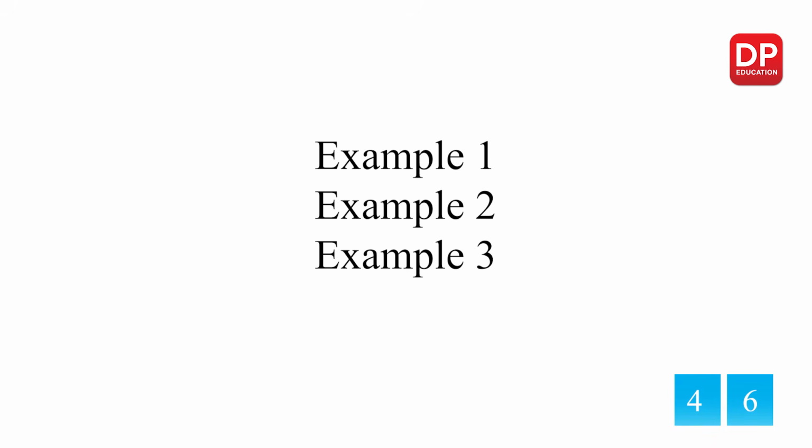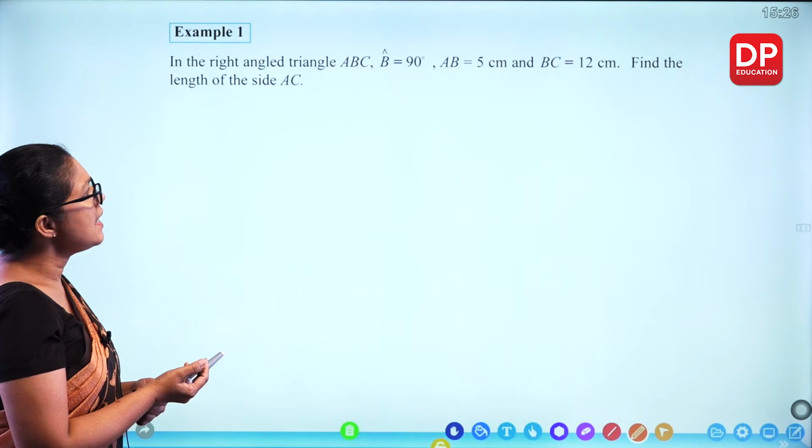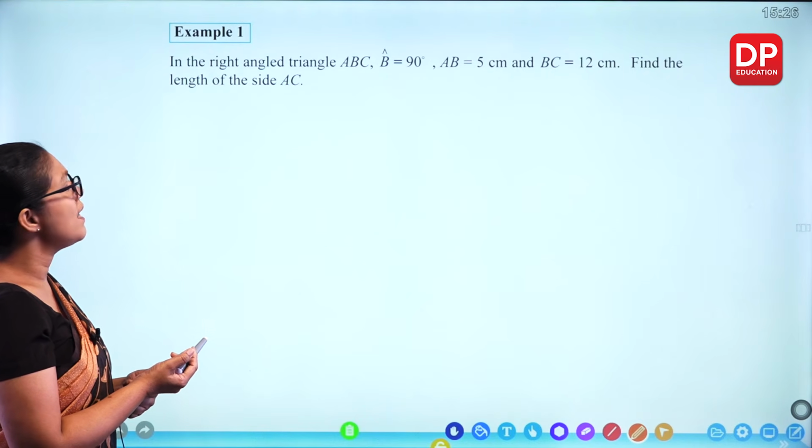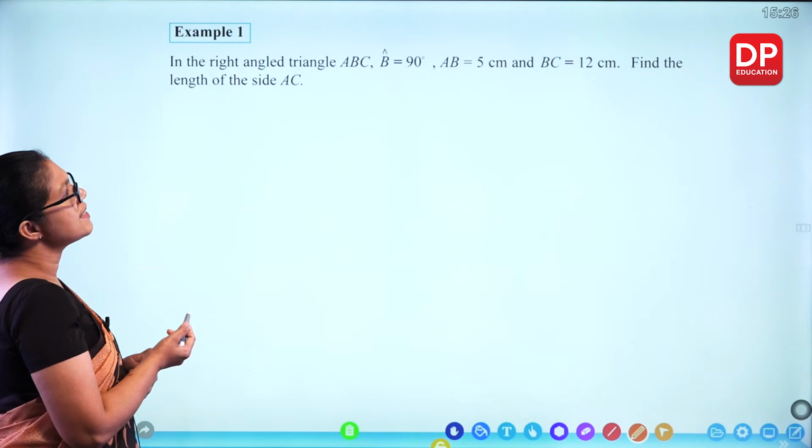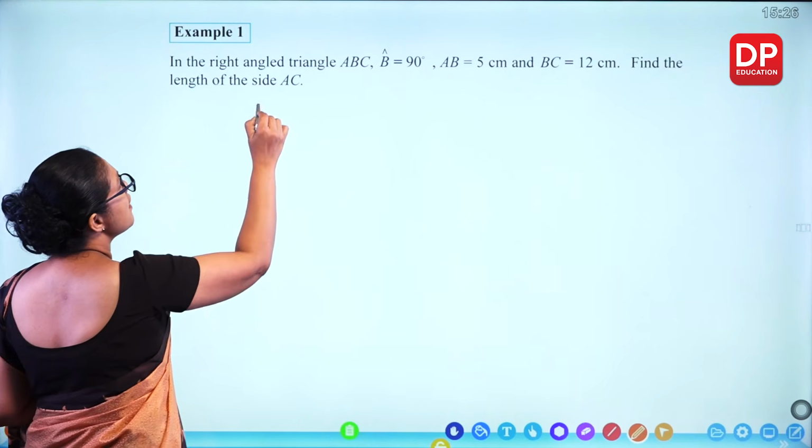Take example number 1. In the right angle triangle ABC, B is 90, AB is 5, BC is 12. Find the length of the side AC. So we'll sketch the diagram.